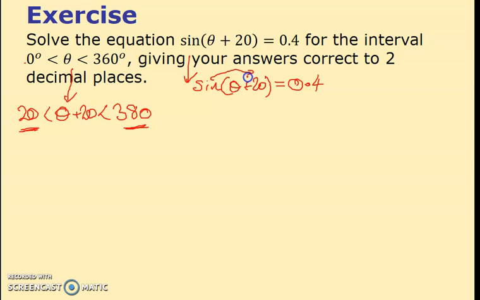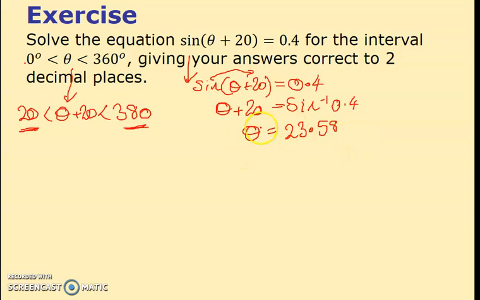So the first thing I'm going to move is the sine. That will leave theta plus 20 over here. That's the inverse sine of 0.4. And I have no idea what that is. So, inverse sine of 0.4. It tells me to give my answer to 2 decimal places, so I should bear that in mind. It says 23.58. I'm not dividing, so I don't need any more decimal places.